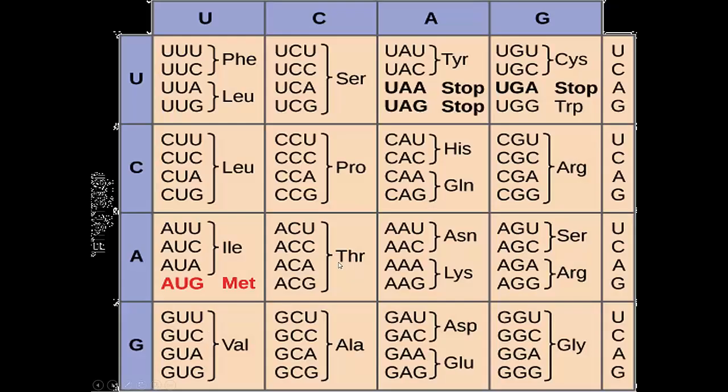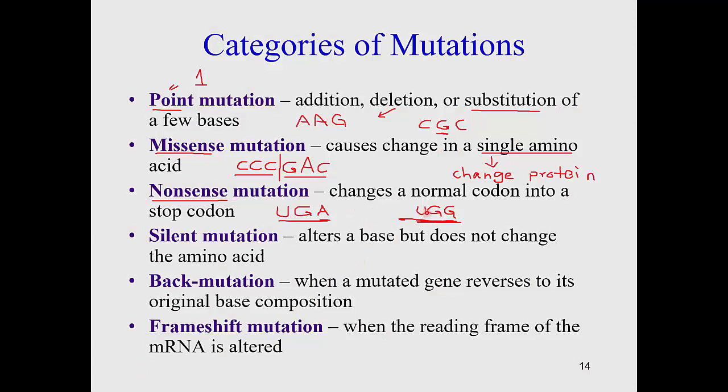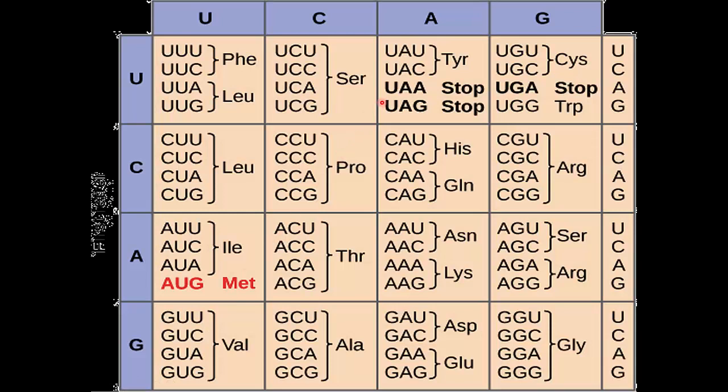Let's look at a genetic code table, this one, and you will notice that there is a stop sign here: UAA, UAG, UGA. We had UGG as our wild type gene. So UGG codes for the amino acid tryptophan.